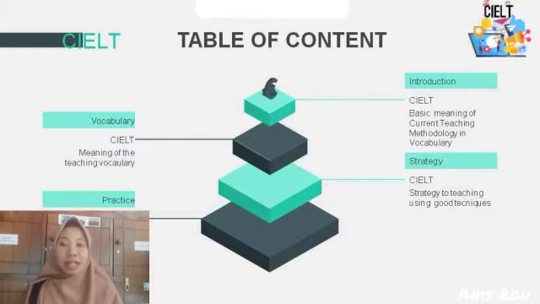About the CLT, we must know how to practice good vocabulary in front of students, and then we have a good strategy to teach our students. Okay. Next.